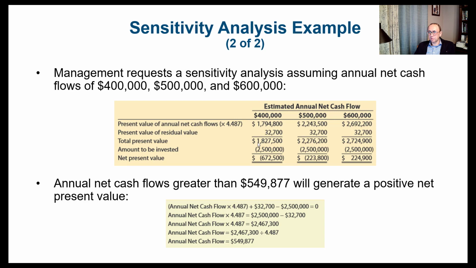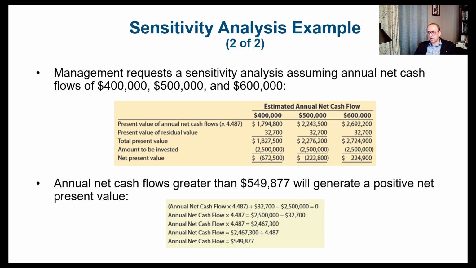The only difference, as you can see, is the total present value, because of the present value of the annual net cash flows. One time we have the same factor, but one time multiplied by 400,000, the second time 500, and the last time 600, which we already calculated. So that would have an impact on the values for the present value of the annual net cash flows. Of course, the residual value is the same. The total present value would decline the lower the estimated annual net cash flow.